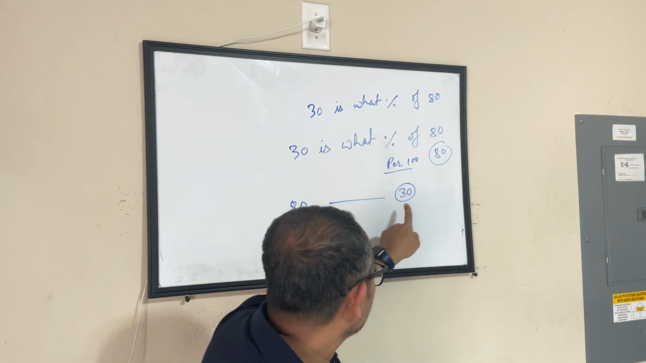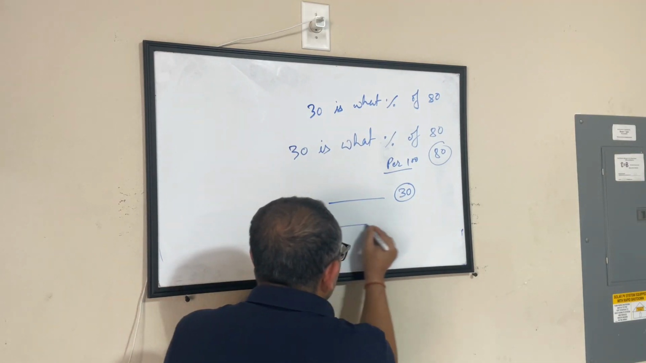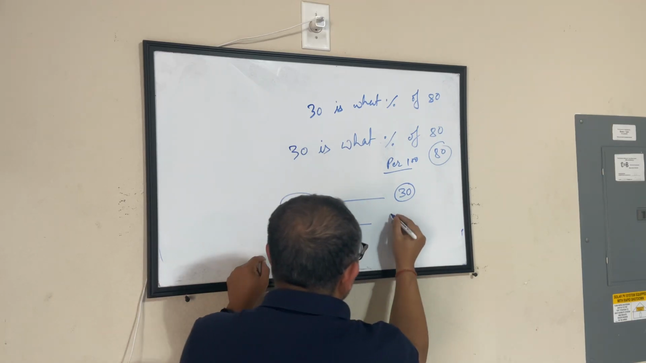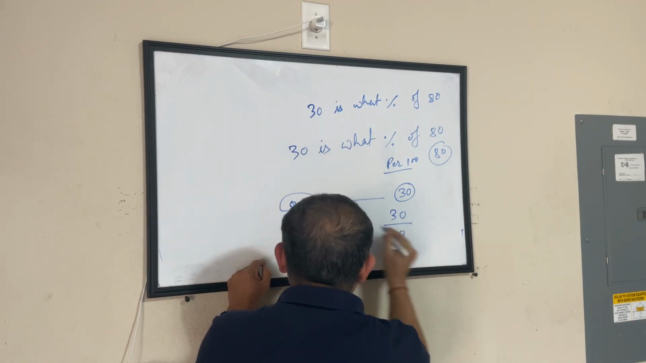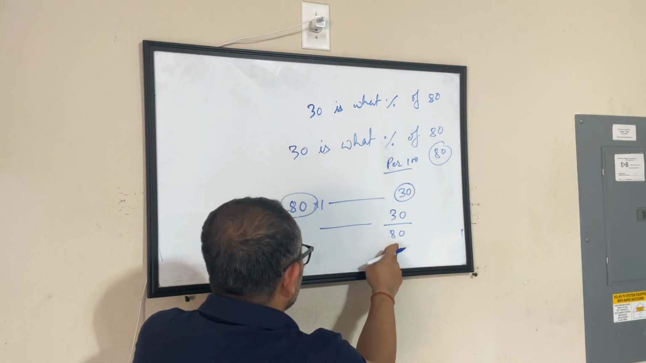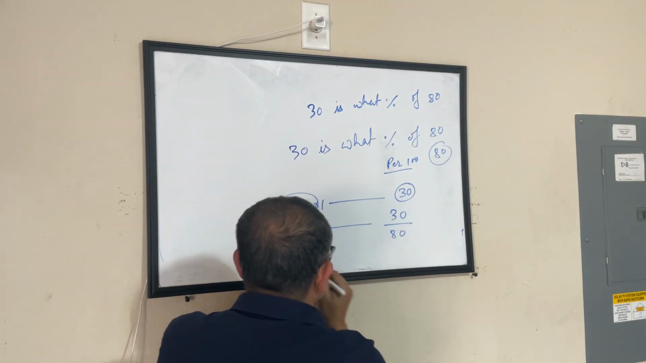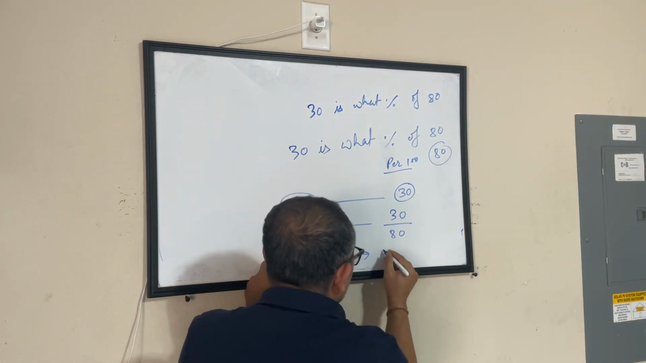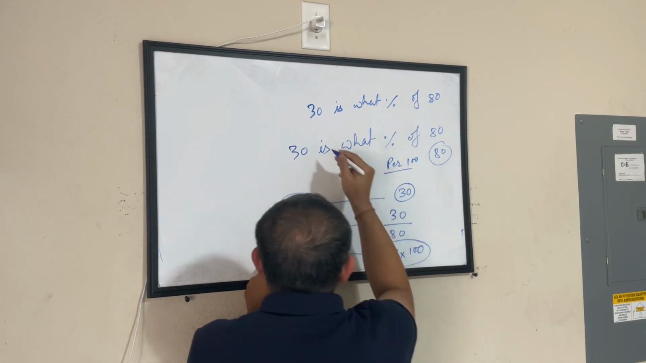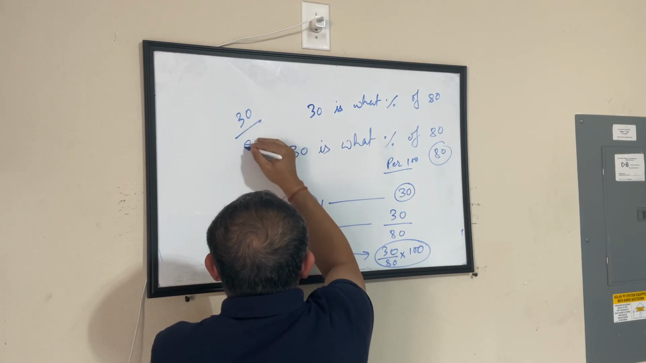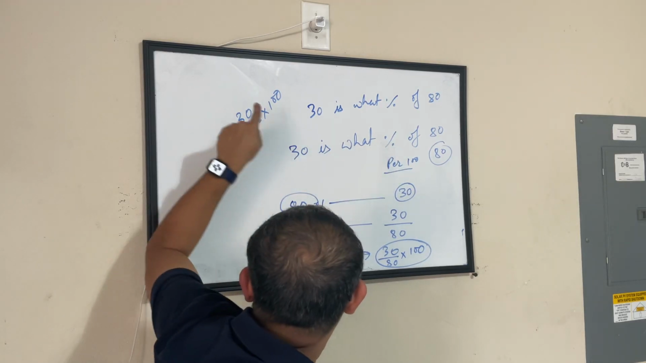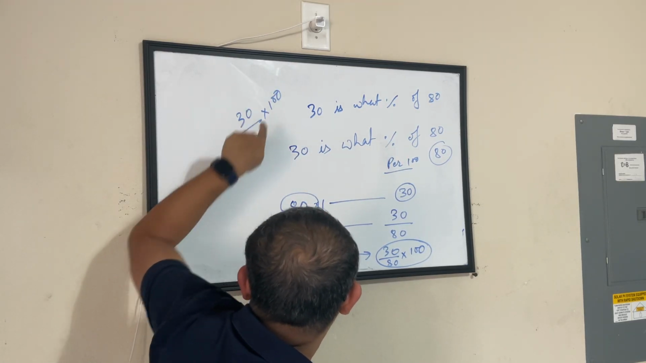For 80, the value is 30. For 1, it will be how much? 80 is nothing but 80 into 1. So for 1, you have to just simply divide by this number. You have to move this number out. It comes here. Now for every 1, it is 30 by 80. So for every 100, it is how much? 30 by 80 into 100. And this is exactly what we were seeing here. 30 is what percentage of 80?